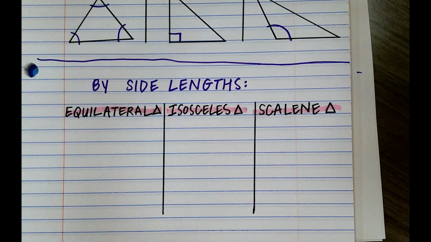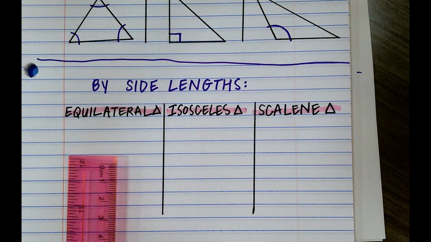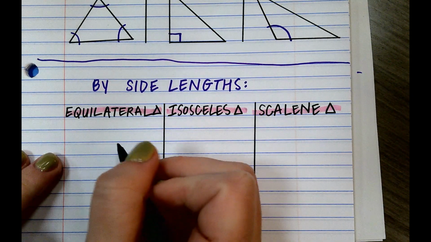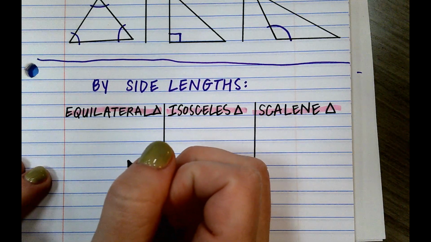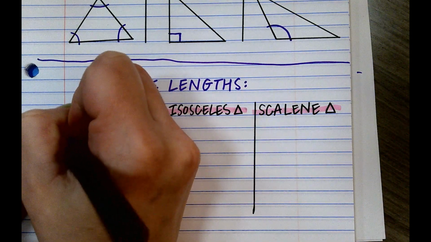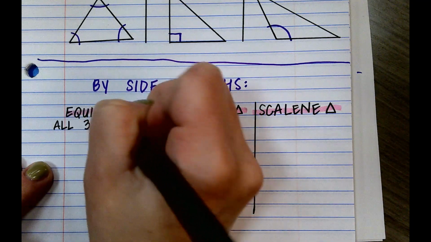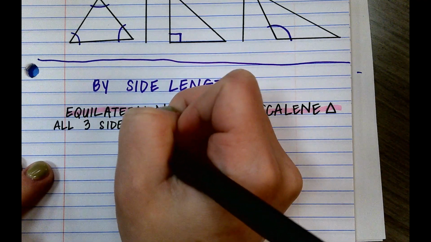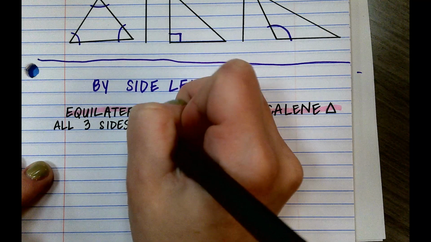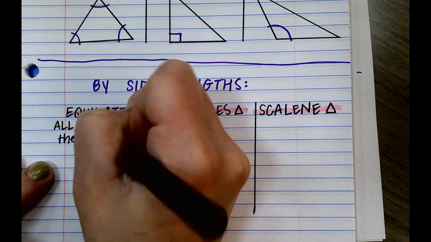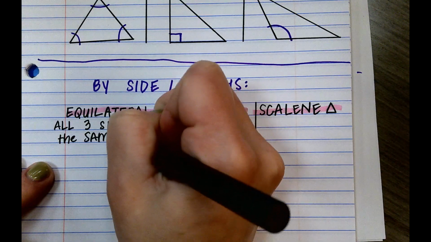So, an equilateral triangle is a triangle where all three sides are the same length.